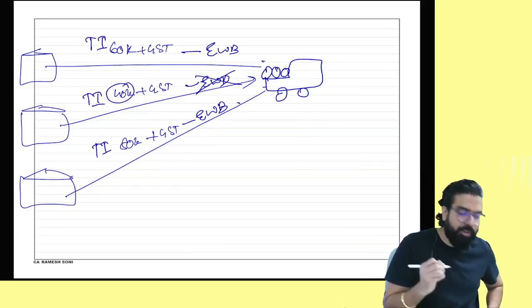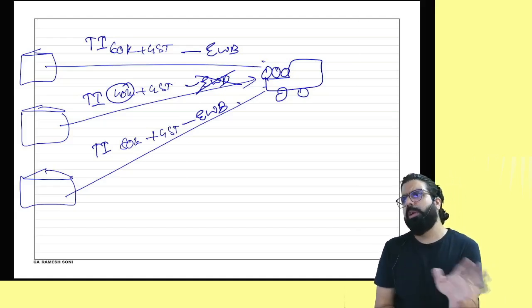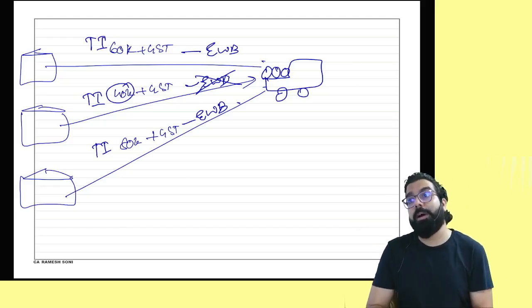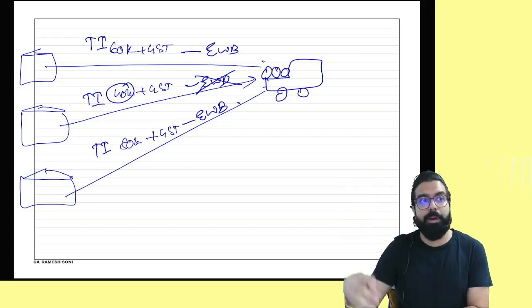But here it is not required because the value is only 40,000 plus. Might be it is not crossing 50, so eBay bill not required. But remember, if the 3 documents' values all exceed 50,000 rupees including GST, 3 eBay bills will be required.